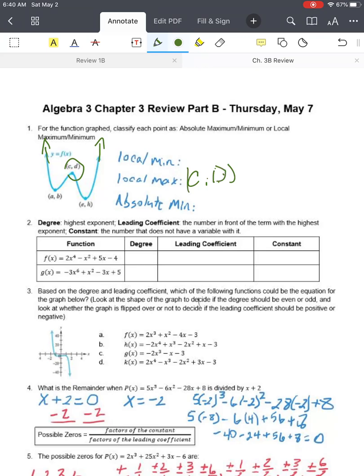CD is the local maximum. We have the minimum points here at EH and AB. Well, EH is the lowest point on the graph, so that's the absolute minimum. That's EH. And therefore AB is the local minimum. There you go.